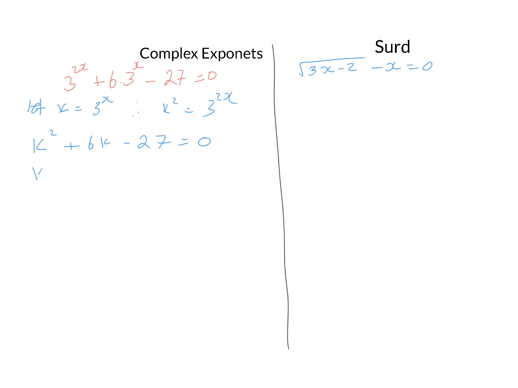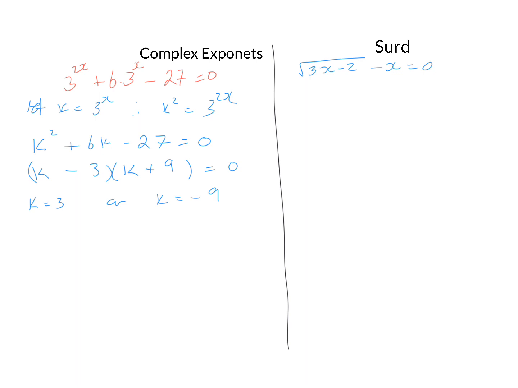From here, I want to factorize. Okay, so from here we know that 27 comes from 9 and 3. 9 is plus, take away 3. I end up with k equal to 3 or k equal to negative 9.